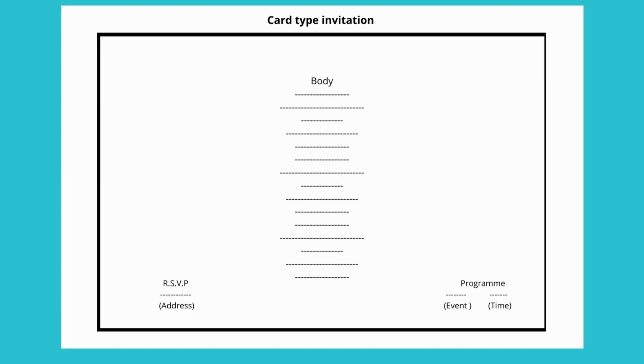So one side RSVP, one side the program. This is just after the whole card matter. And then you have to close the box. So this is the formal invitation of card type.